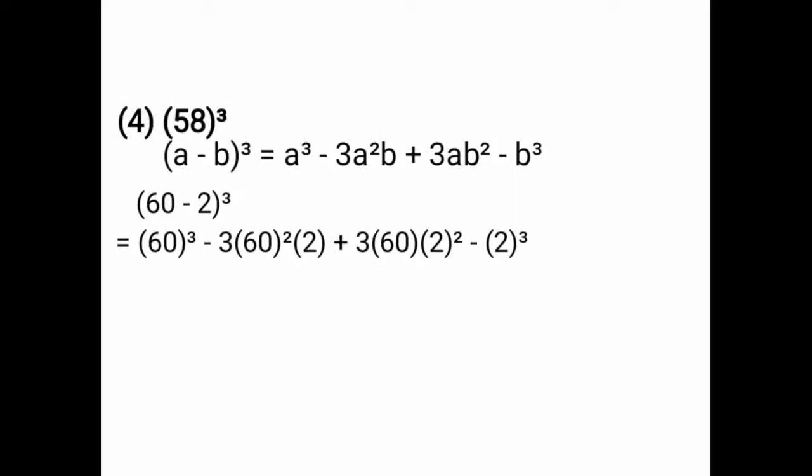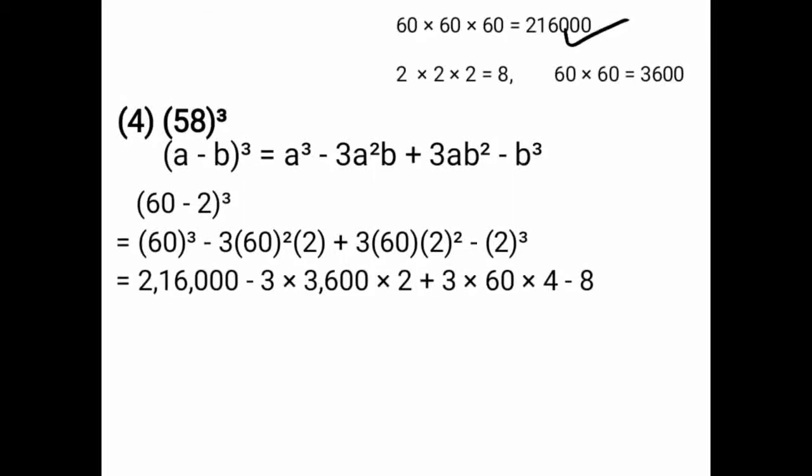First we will solve the a cube part and the minus b cube part. Cube of the number 60 is 2,16,000. Cube of the number 2 is 8. I already got the answer for a cube and minus b cube. In the cube of the number 60, 3 zeros are there. If you have 3 zeros, you put 3 zeros in the answer and then multiply the cube of the number 6. After putting your 3 zeros, cube of the number 6 is 216. This is the easiest way to multiply.